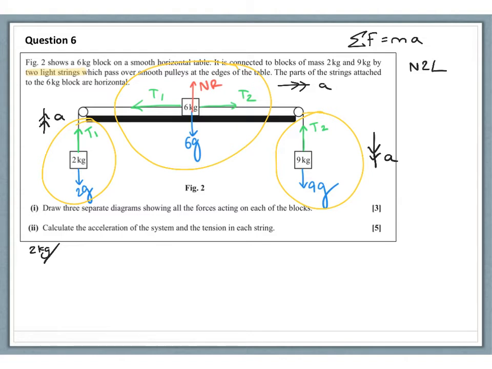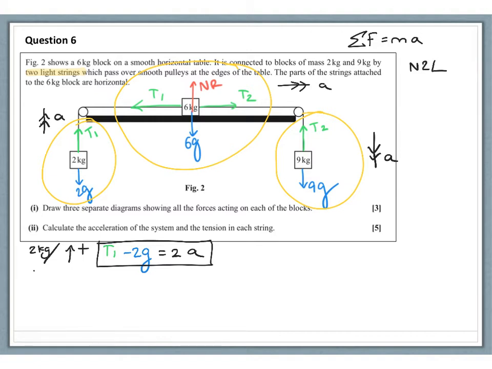Let's start with the 2 kilogram block. So we're going to choose up as the positive direction. So I've got T1 upwards, I've got 2g downwards, and that equals the mass multiplied by the acceleration. Here is my first equation.